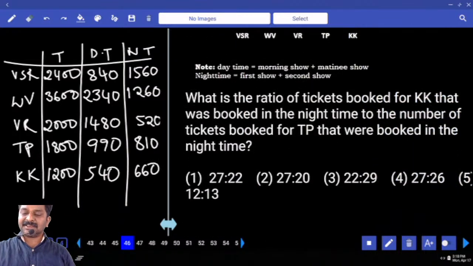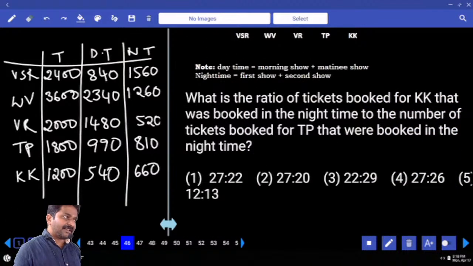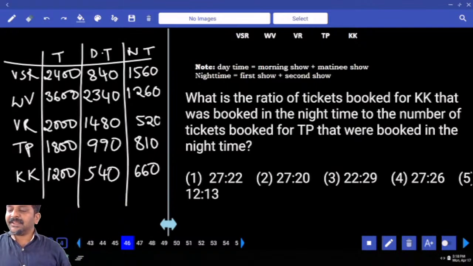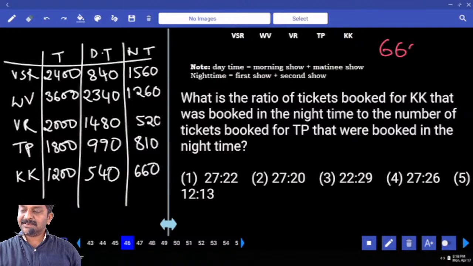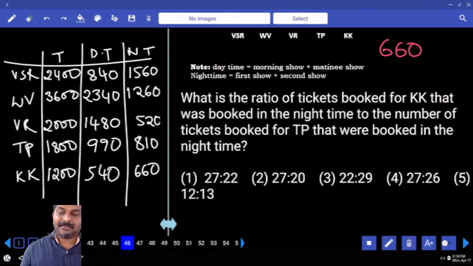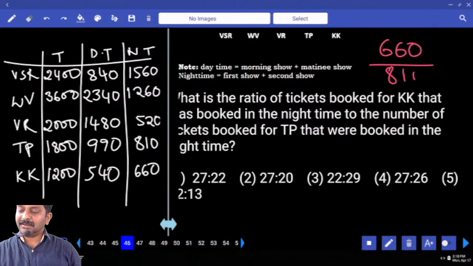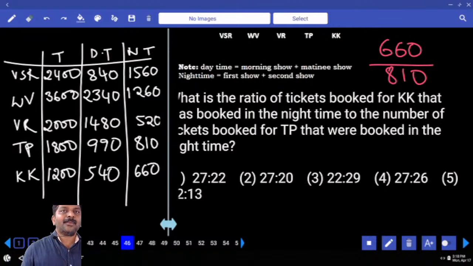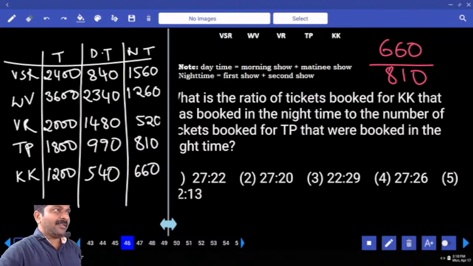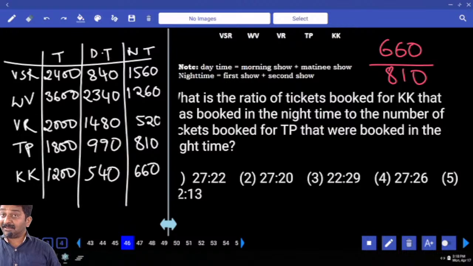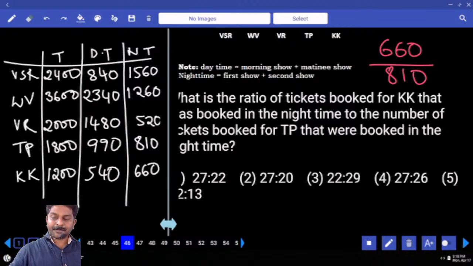660. Once the table is ready, we can answer all the questions easily. What is the ratio of tickets booked for KK that was booked in the night time? KK night time, 660. To the number of tickets booked by TP that were booked in the night time. How much is that? 810. The moment I see this, I know my numerator is a multiple of 11. Denominator, is it a multiple of 11? Then answer must have first number as a multiple of 11. How many options are there? Only one option? That's fine.